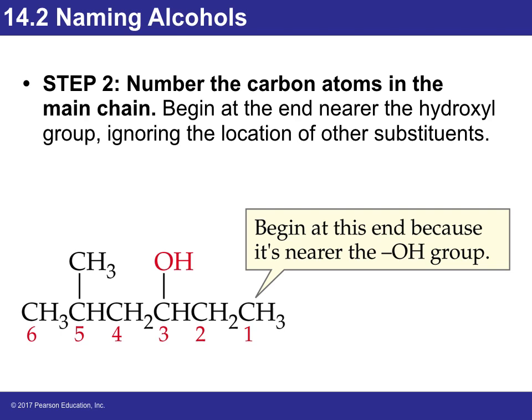Then second step, number the carbon atoms in the main chain, and you have to start with the end that is nearer to the OH hydroxyl group. Don't need to look at the location of the other substituents. So here I have to start on the right side because 1, 2, 3 is where I have the hydroxyl OH group. If I were going from left to right, there would be 1, 2, 3, 4. So I go with the lowest number.